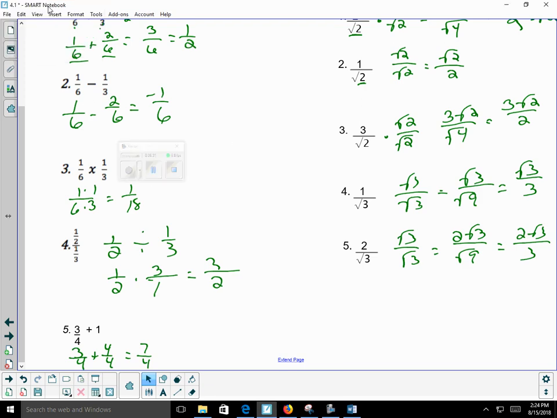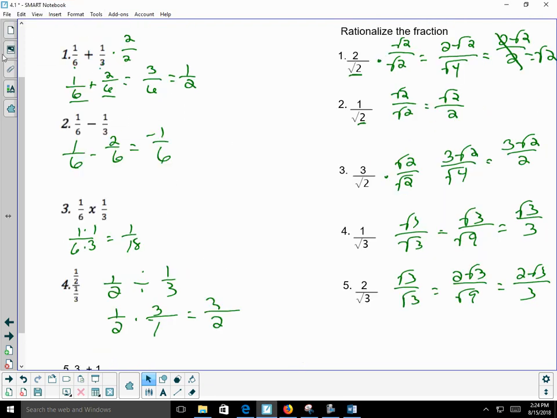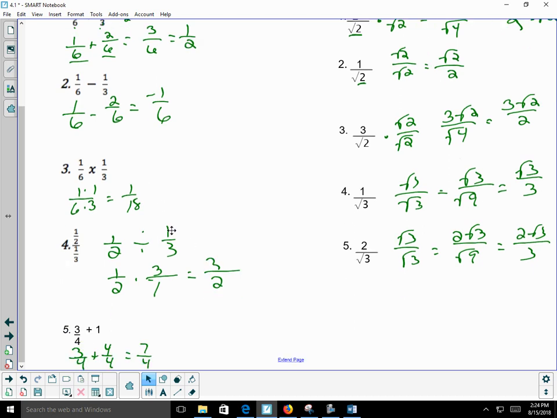Okay, welcome back. Here's the work for the problems. So for number 2, I got -1/6. For number 3, I got 1/18. For number 4, remember when I'm dividing fractions, I multiply by the reciprocal of the second fraction. So I took this 1/3 and I flipped it over and made it 3/2. I end up with 3/2.